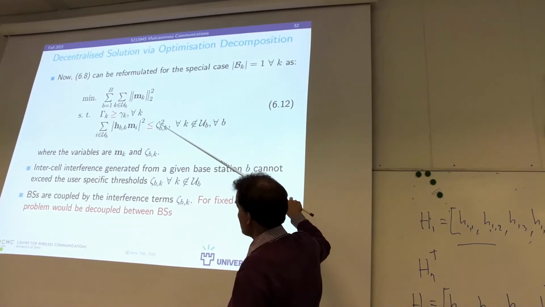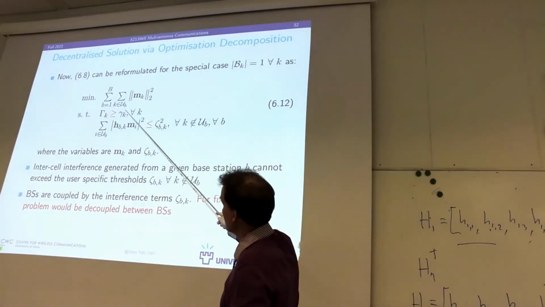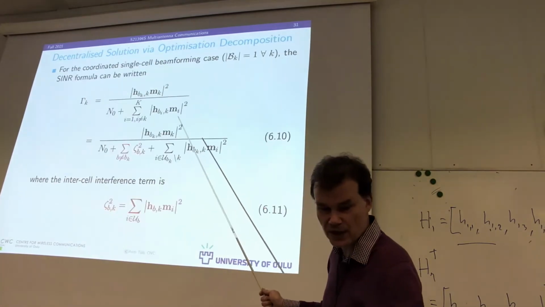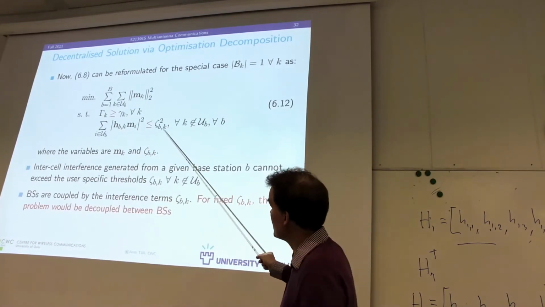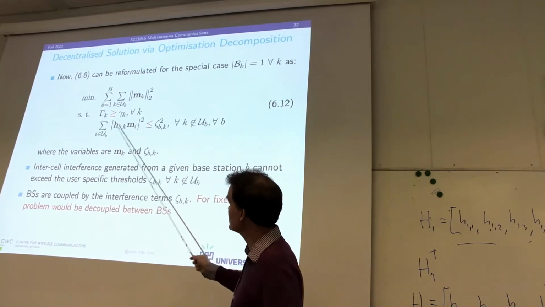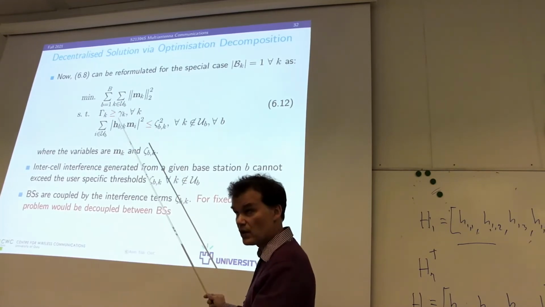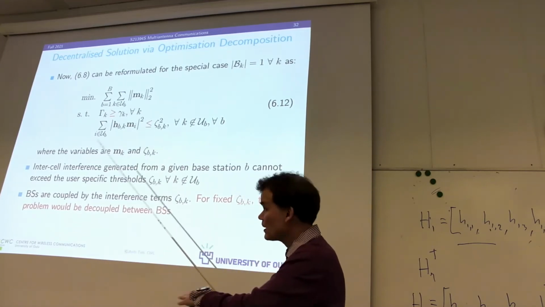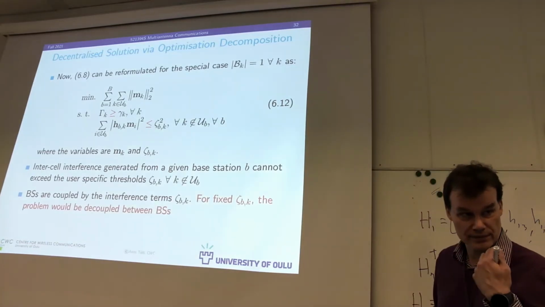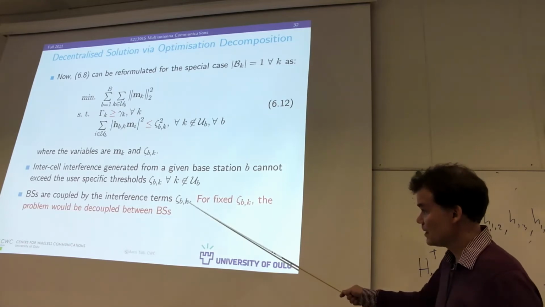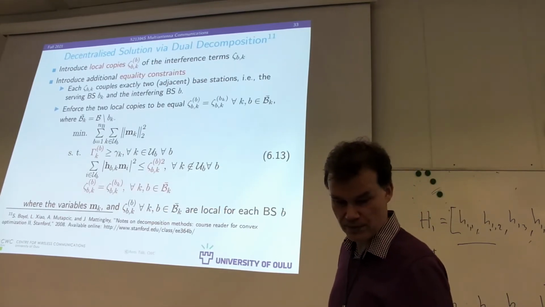Or assuming that if they are fixed, the problem decouples, right? From the base station B perspective, we can assume that the interference caused by other base stations is limited by this value. It's known and fixed. And at the same time, we have to limit the interference that we cause to other users in the other cells to be below that fixed value. Okay, so this problem decouples completely. So we can solve that individually at each base station for fixed interference terms. This is the first step towards this decomposition.